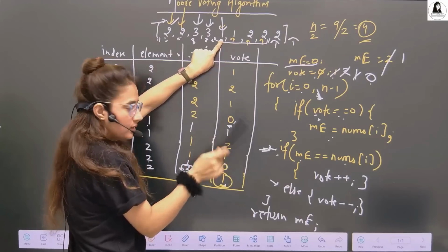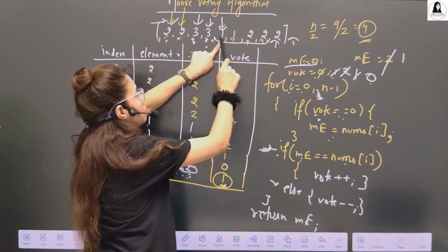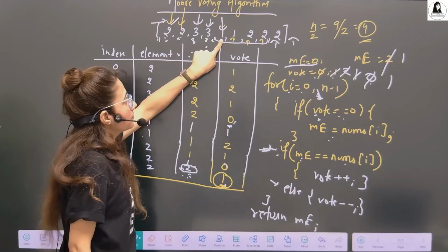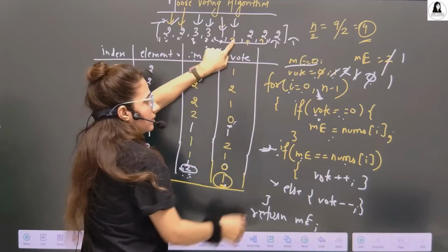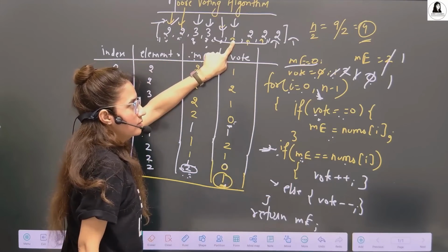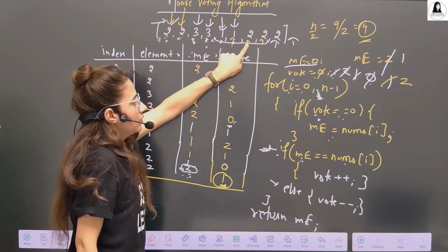Now check if. This is also an if, not else. If ME is equal to nums of I: ME is 1, nums of I is also 1. Yes, vote plus plus. Vote is 1. Again I plus plus. Now I is here. Is vote 0? No. Is majority element equal to nums of I? Yes, both are same. Vote plus plus. It becomes 2. I plus plus.